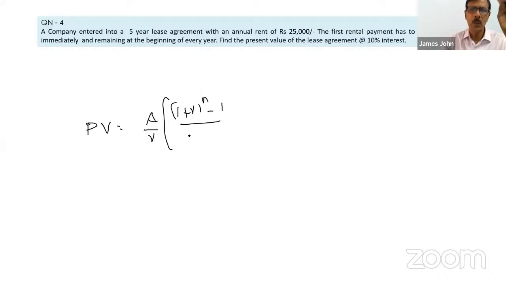See, whenever there is a lease agreement, rent agreement, it's a question on annuity due or beginning of the period annuity. So this is annuity due or beginning of the period annuity. You have to calculate the present value. And so what is the formula for present value? Present value is equal to A by r into (1 plus r) the whole raised to n minus 1, by (1 plus r) the whole raised to n, into (1 plus r).